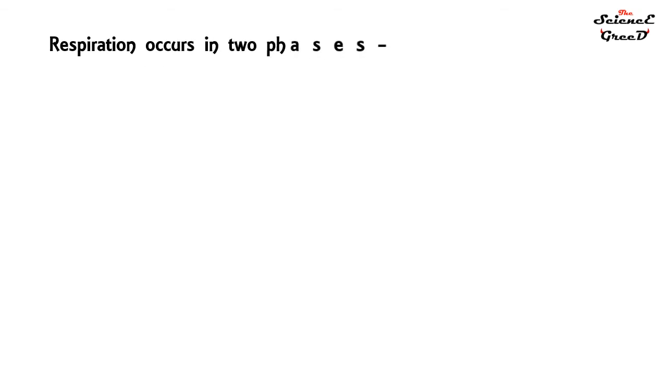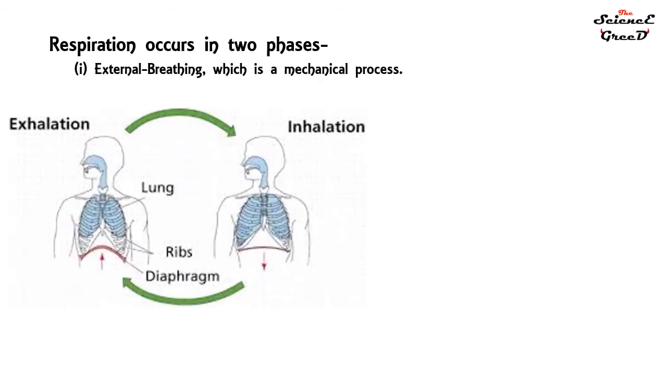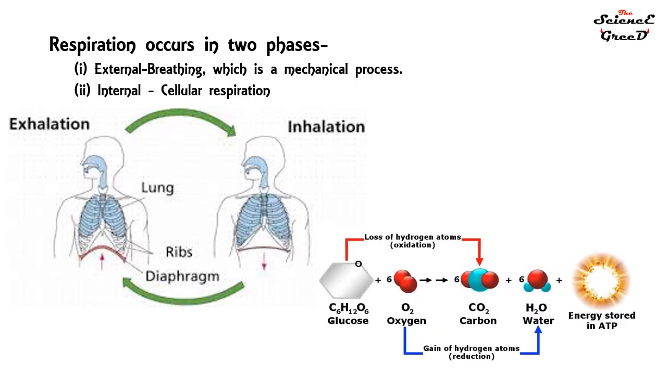Respiration occurs in two phases. External breathing, which is a mechanical process. Internal, cellular respiration. External respiration occurs in the lungs where oxygen diffuses into the blood and carbon dioxide diffuses into the alveolar air. Internal respiration occurs in the metabolizing tissues, where oxygen diffuses out of the blood and carbon dioxide diffuses out of the cells.